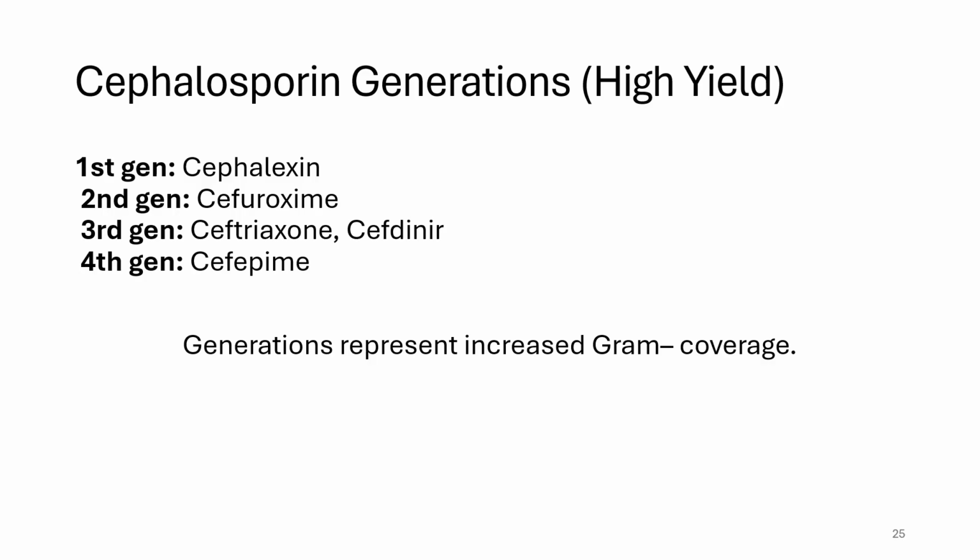Fourth generation, cefepime, has very broad coverage, with strong gram-negative coverage, including Pseudomonas. So the takeaway here is that as we go up in the generations, you get increased gram-negative coverage. So remember, earlier generations are better for gram-positive organisms. Later generations shift toward gram-negative coverage, and with very few exceptions, cephalosporins do not cover MRSA.